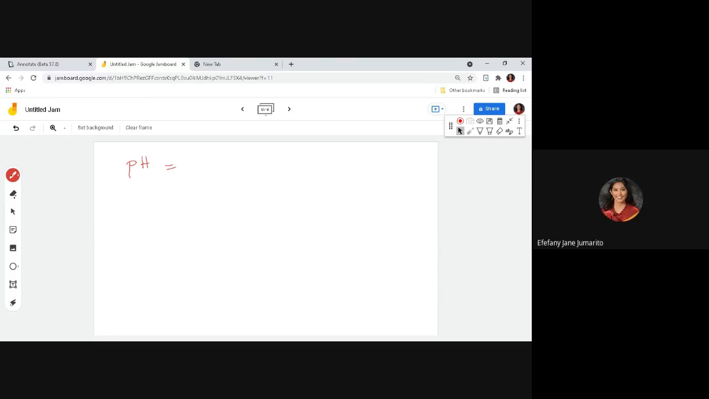Hydrochloric acid. That's strong. That cannot be a buffer.